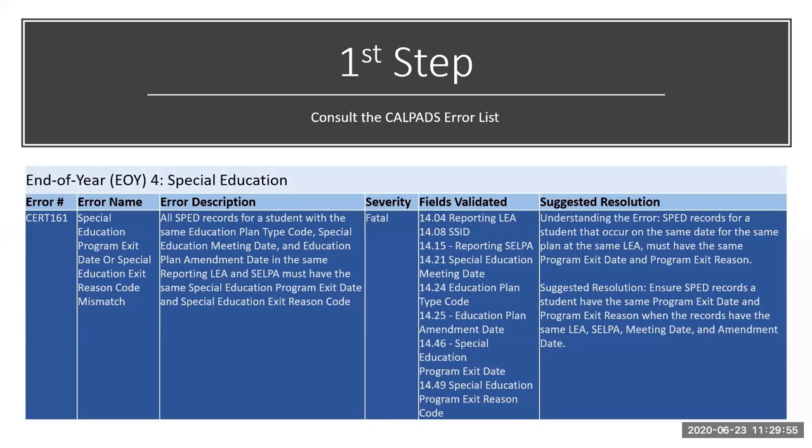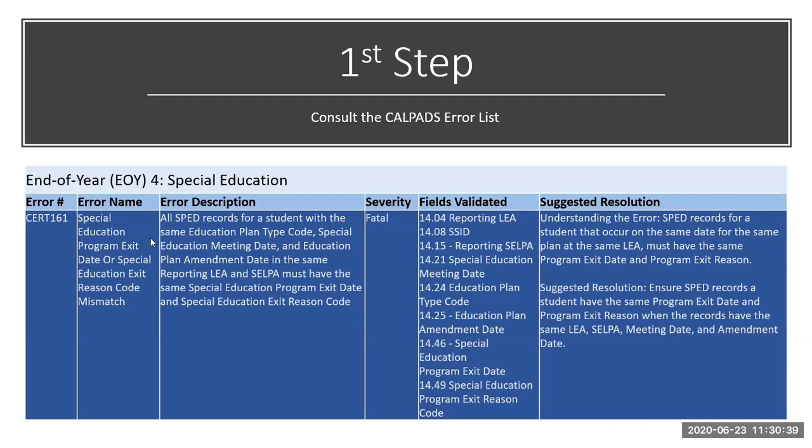So the first step when resolving any error is to consult the CALPADS error list. And here we have a screenshot of the CALPADS error list. So let's walk through the different sections. You have the error number and error name. These two columns are used for reference. You match the error that's triggering in CALPADS to the error number in the error list and the error name, right? Then you have a description, fields validated, and suggested resolution.